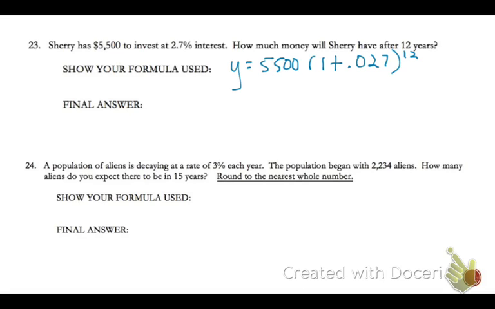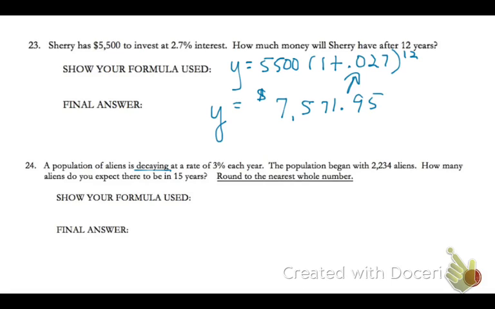So on your calculator, do what's inside parentheses first, raise it to the 12th power, then take it times 5,500. Now since this is a money situation, you want to round to the nearest cent unless you were told otherwise. And we weren't, so we're going to round to cents. So Sherry will have about $7,571.91.